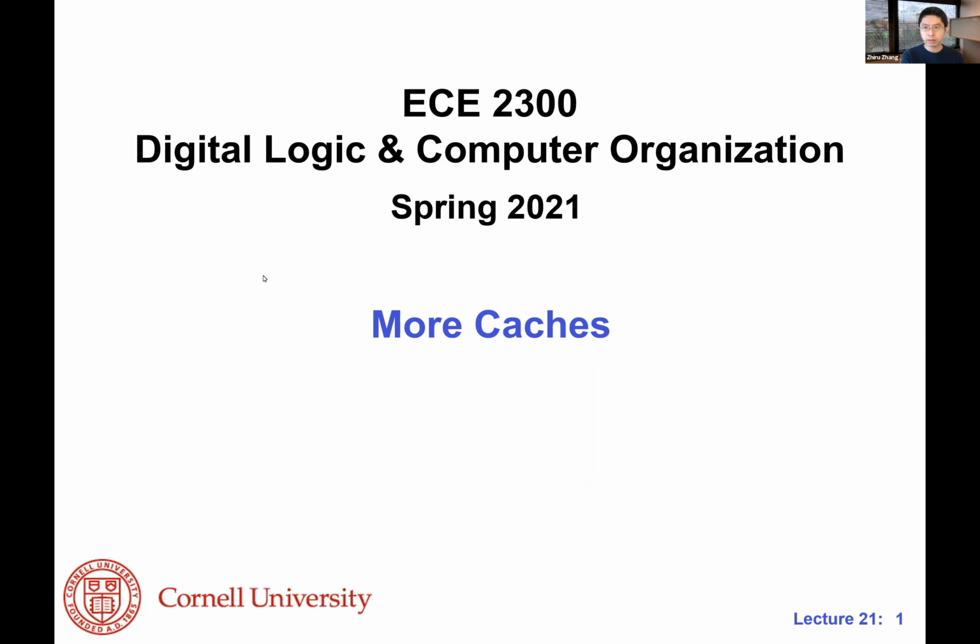Today, we are going to be talking about caches. We're going to talk more about caches. Everyone can use more cache, right? Hopefully, you guys like the title today.